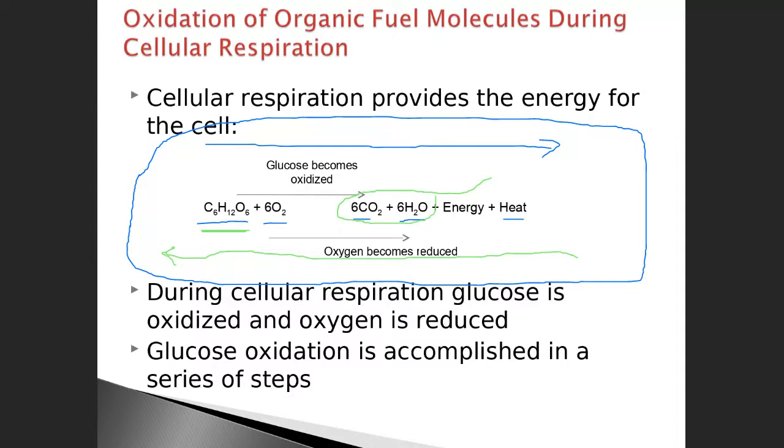Because we share traits with everything that's on this planet. So we share traits with plants, we share traits with bacteria, and those traits that we share are the metabolic processes. Okay? Isn't that cool? Questions? All right, here we go.